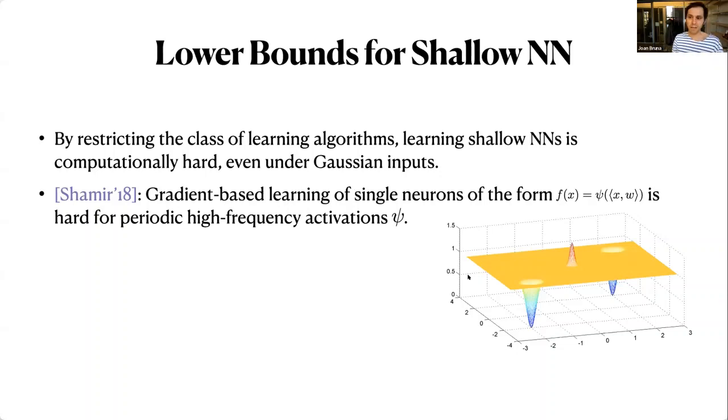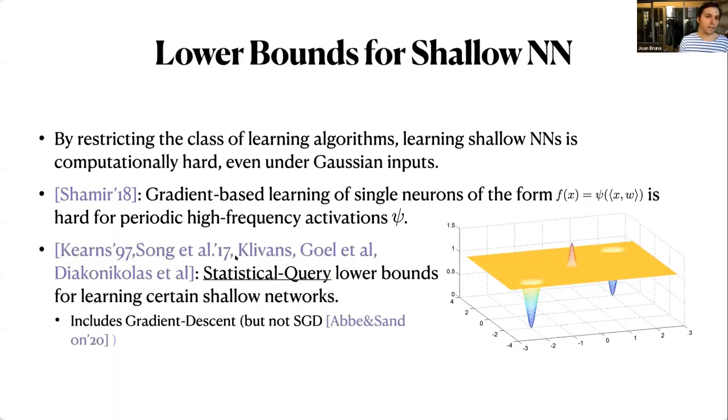So in that case, the landscape that gradient descent sees is not full of bad local minima. It's actually flat, right? And so unless I'm already in the neighborhood of the right solution, there's no way I'm going to navigate it with a local method, right?